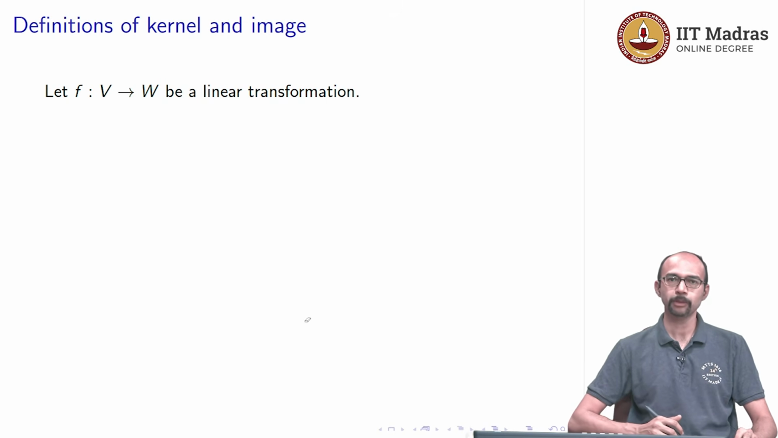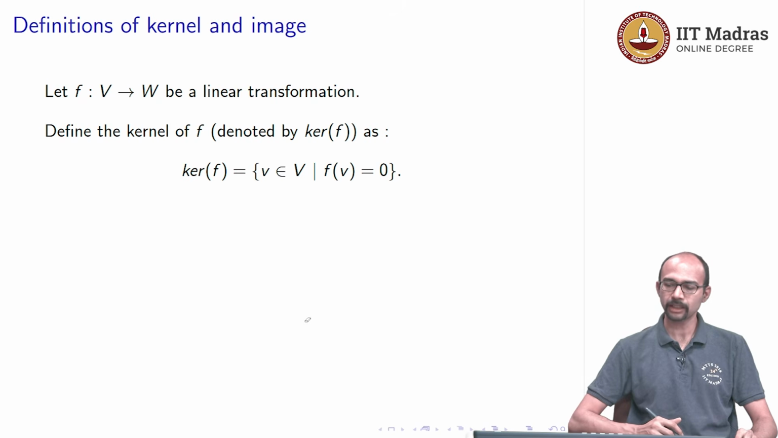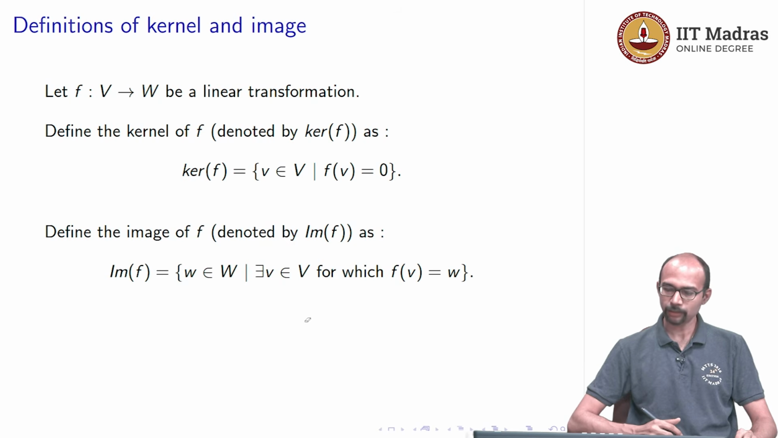Let f from V to W be a linear transformation, and define the kernel of f, which is denoted by ker f, as all those vectors v such that f of v is 0. So, V and W are vector spaces, f is a linear transformation, and we are looking at all those vectors so that f of v is 0. Now, it is easy to check that the kernel of f is actually a subspace of V, which means it is a vector space in its own right. What that means is, if you take a linear combination of elements of the kernel of f, they still belong to the kernel of f.